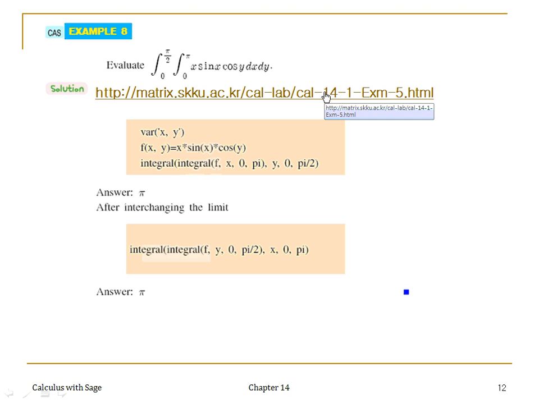So here we may do the integration with a computer algebra system. We integrate x times sine x times cosine y. We integrate this with respect to x first from 0 to pi, and then integrate this integrand from 0 to 2 pi with respect to y. And that will give us pi.